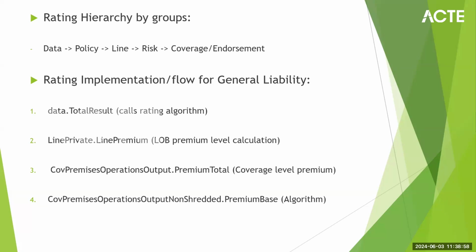Not based on the commission percentage, not based on the policy term, not based on the PIN code, not based on the remaining additional coverages, nothing. We are calculating the premium only for the respective coverages which are applied for the particular policy while creating it. Coverage premises operation output non-shaded dot premium based is nothing but the algorithm, where the algorithm is stored in this particular field ID. That means how this calculation should be done and where it should be done, everything the algorithm follows will be in this particular field ID.